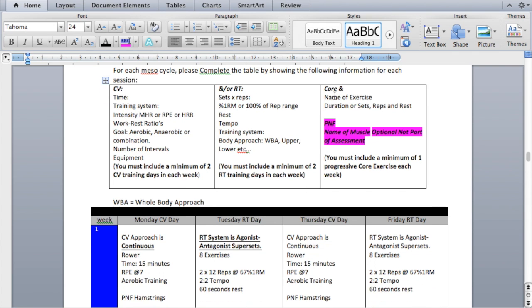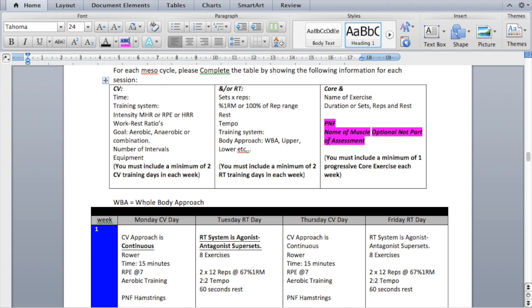You must also name the core exercise. We need to know the duration of the exercise if it's stability. So for example, if it's a plank, maybe you're holding 1 set of 30 seconds. If it's repetition based, like a wood chop, then maybe it's 2 sets of 15 repetitions with a 60-second rest period.